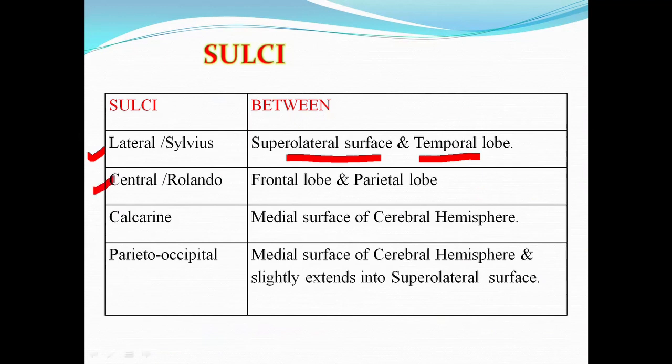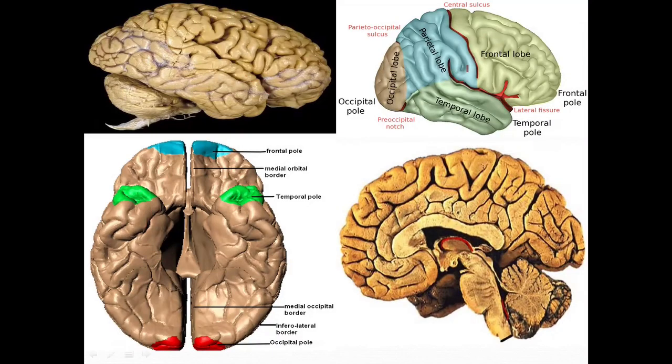Then you have another sulcus called the central sulcus, or central sulcus of Rolando. In the superolateral surface, it separates the frontal and the parietal lobes. The central sulcus also extends onto the medial surface. Here you can see the very clear central sulcus differentiating the frontal lobe and the parietal lobe, to be remembered. Here also you can identify the central sulcus on the medial side.